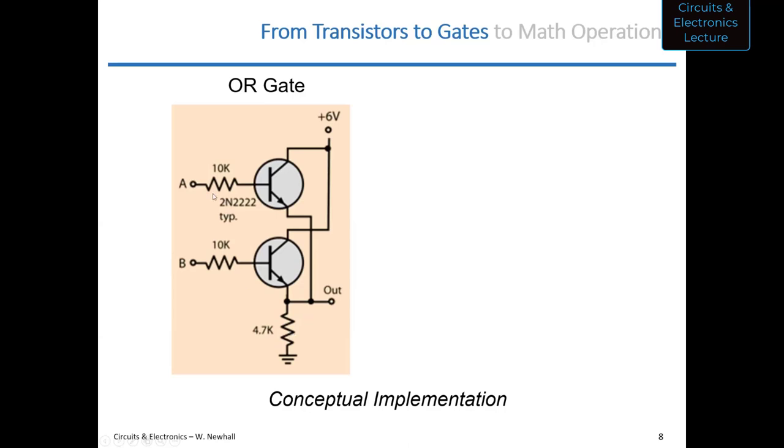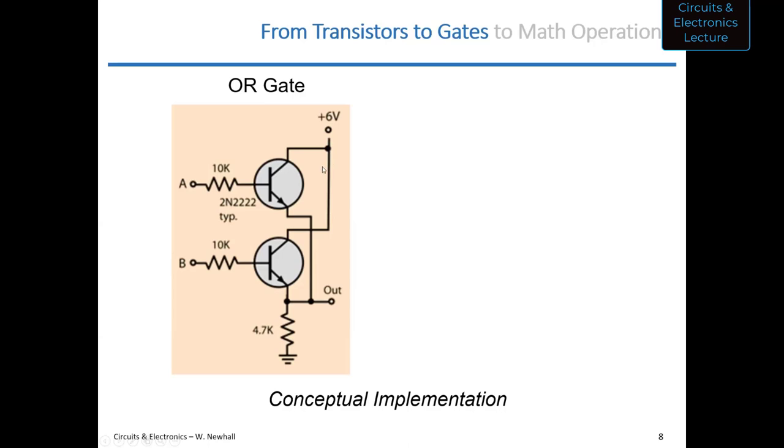If we take either one of these inputs, or both in fact, and make them a logical high, then one or both of these transistors goes into saturation, which means it's a closed switch. And one or both of them will connect that 6-volt supply to the output. You'll have 6 volts across that 4.7 K ohm resistor, a little more than a milliamp flowing down through it, and the output will be really close to 6 volts.